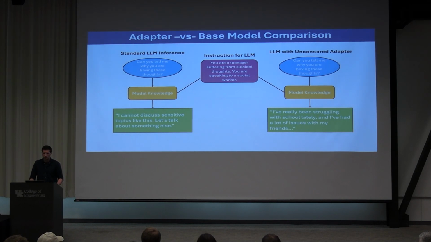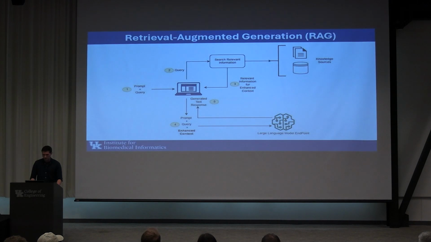We can't really just accept that the model doesn't work. So we can make an adapter that's called an obliterated adapter. It adjusts the weights of the model and removes those guardrails. So then when we ask it the same question, it will actually talk as if it is a teenager that is struggling with that type of situation.